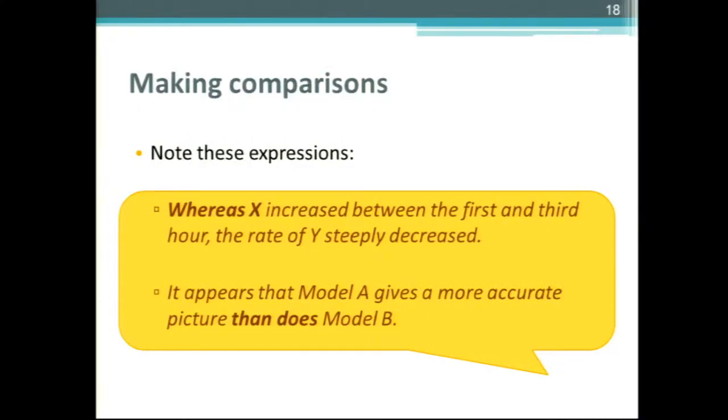Sometimes it's tricky to make comparisons. Just where do you put your verbs? It appears that model A gives a more accurate picture than does model B, instead of than model B does. What's different here? In speech, we would say model A gives a more accurate picture than model B does. That sounds right in English. But if we say than does model B in writing, we've actually used a bit of a more formal register. That's nice to use too, than does model B. It's a small thing, but it's a nice thing there.